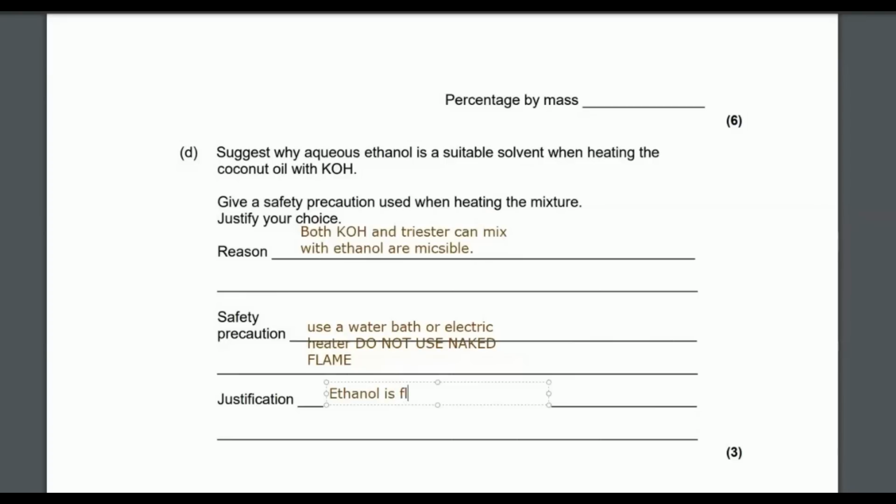Now, the safety precaution here is use a water bath. Don't use a Bunsen burner flame because ethanol's flammable. That's the justification. Okay, so you gently heat.